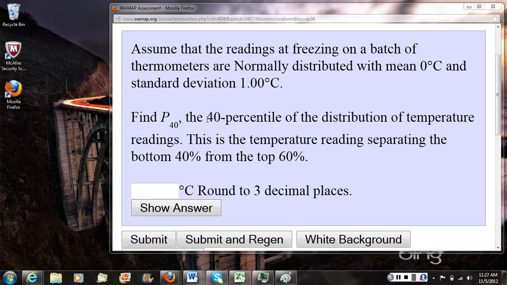So we want to know, if you take these thermometers from this factory outside at 0 degrees Celsius, 40% of them are going to read below a certain value, and 60% of them are going to read above a certain value. And what is that value? So let's get our whiteboard out and look at how we would show the work for this problem and calculate an answer.